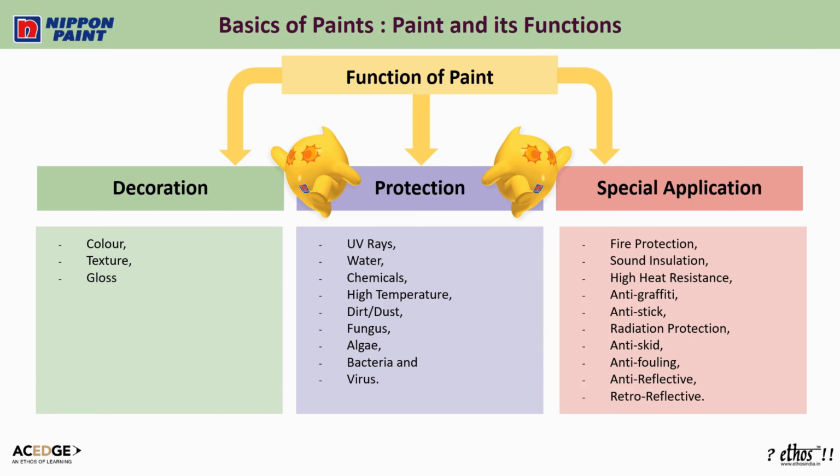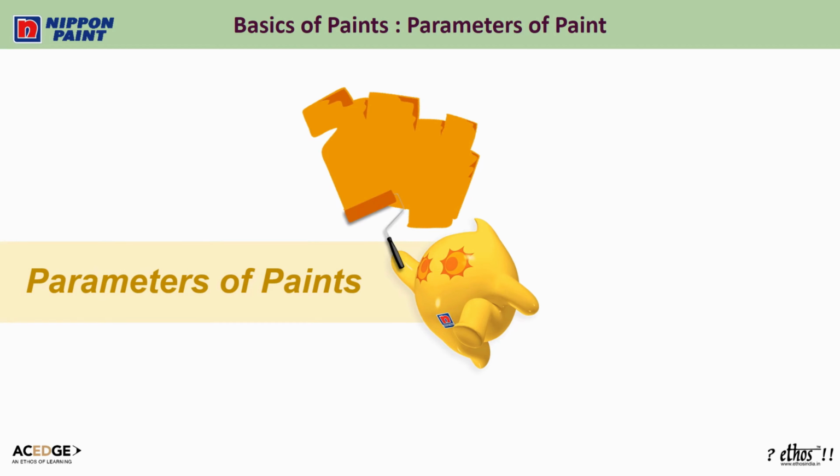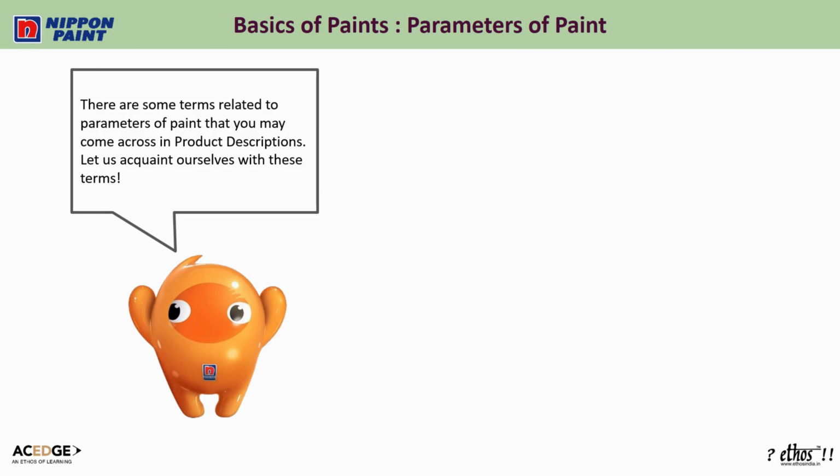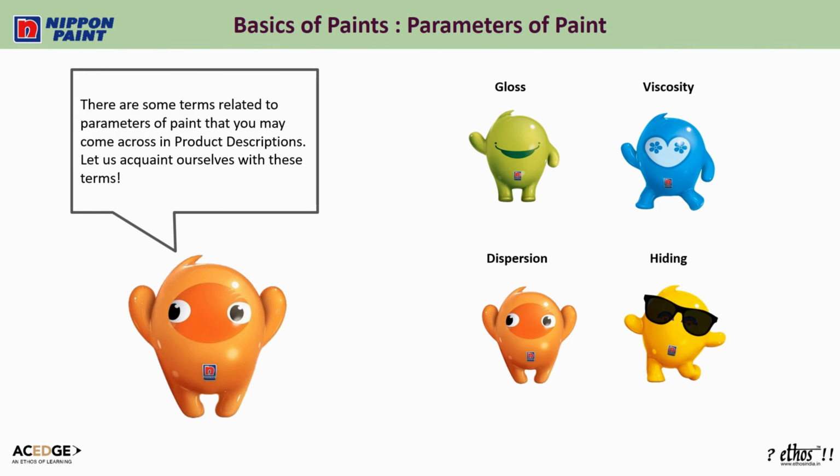Do you know what the parameters of paint are? Let us look at those. There are some terms related to parameters of paint that you may come across in product descriptions. Let us acquaint ourselves with these terms. Some of them are gloss, viscosity, dispersion, and hiding. What do these terms mean?